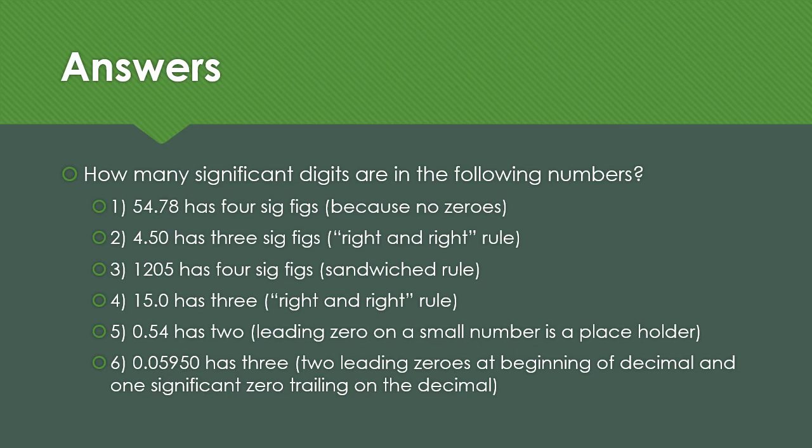0.54 has 2 significant figures because that leading 0 is not to the right of a decimal, nor is it to the right of a significant figure, and so it does not count. And in 0.05950, there are 4 significant figures. The 5, 9, and 5 obviously count, and then there is 1 significant 0, the 0 trailing at the end of this decimal number. The 2 zeros in the beginning are leading zeros on a small number, and therefore they're going to act as placeholders. So again, there are 4 total significant figures there.